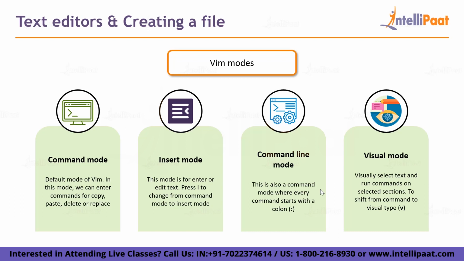And fourth is visual mode. Visually select text and run commands on selected sections. To shift from command to visual mode, you will have to press V. So once you press V, you can visually select and edit things like that. So these are the four different Vim modes. So you'll have to remember this.